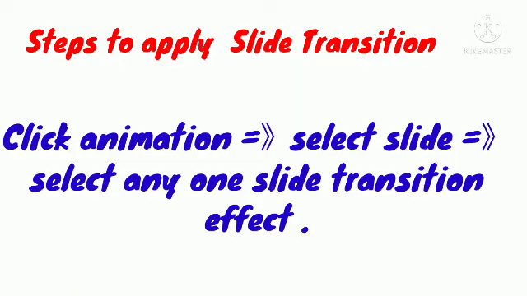We can give transition sound to each and every slide when it gets displayed on the big screen. Then we can set the transition speed slow, medium, fast. We can apply the effect to all the slides. When we click on the apply to all button, then that effect will get applied to all the slides. These are the steps to apply slide transition. For that, click on animation, select any slide, select any one slide transition effect.